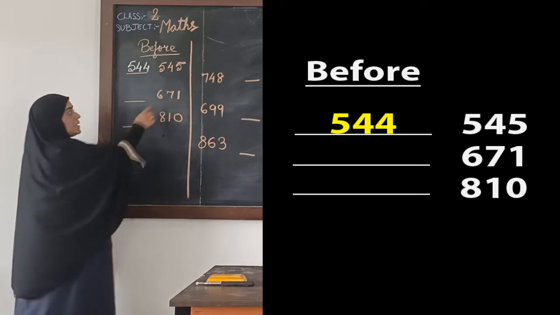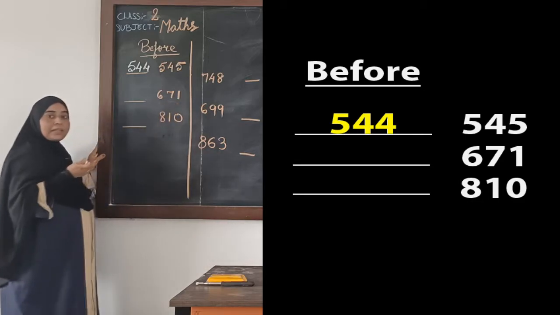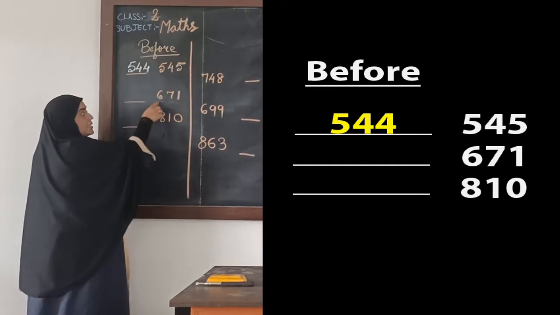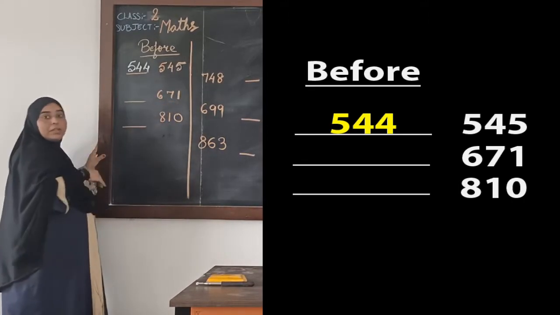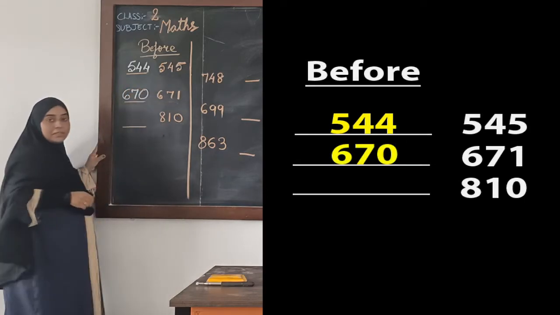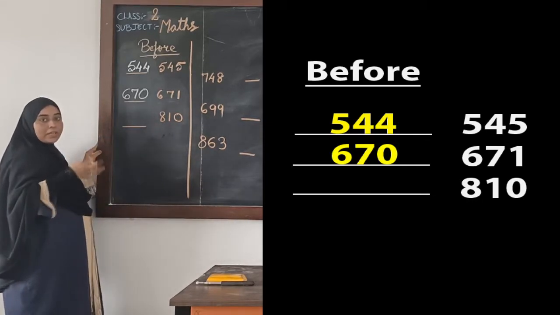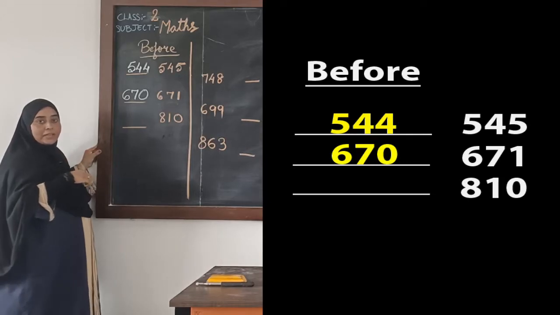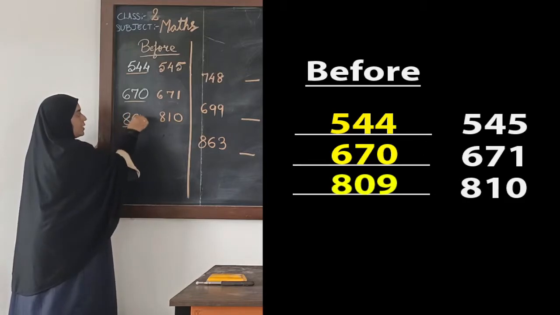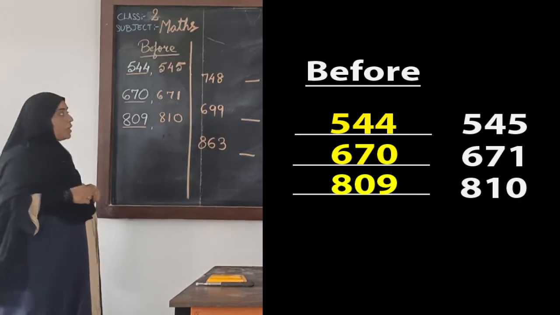Same way, the second number. What do we have here? 671. Now 71. What is the number that comes just before 71? It is 70. So before 671 the number will be 670. Okay. The next number that we have is 810. Now you can tell me which is the number that comes before 810? Before 10 is 9. So it will be 809. This is how we write the numbers that come before.